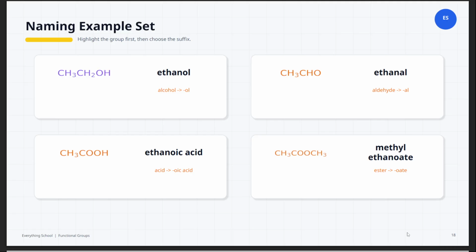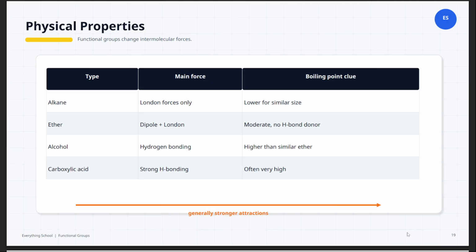Do not start by memorizing the whole name. Start by highlighting the functional group. The group tells you the naming clue. Functional groups also affect physical properties because they change intermolecular forces. Alkanes are mostly nonpolar, so their molecules mainly attract through dispersion forces. Alcohols and carboxylic acids can hydrogen bond, which often gives them higher boiling points than similar-sized nonpolar molecules.